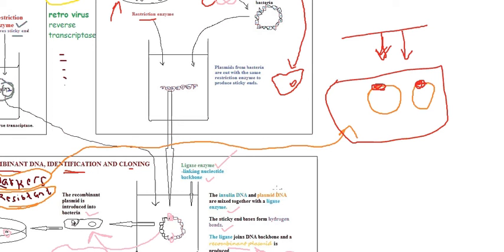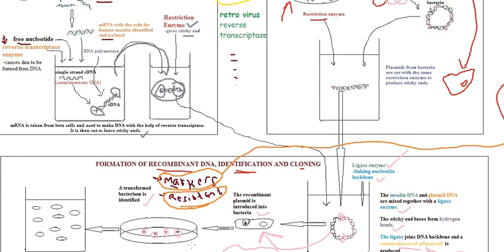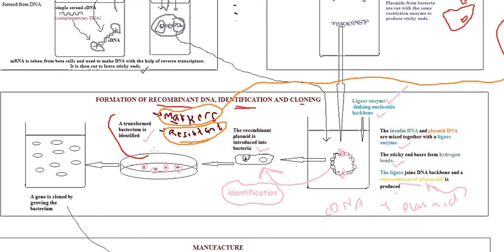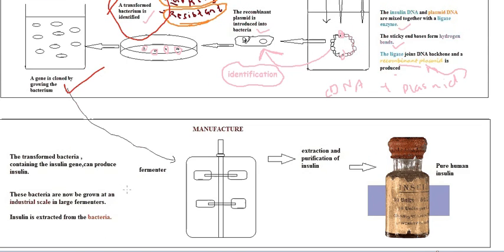Okay, in other words, we are just trying to identify the transformed bacteria, the proper bacteria for our process. So after getting our transformed bacteria, we send them to cloning. Now in the cloning they reproduce and reproduce and reproduce, and then they are sent into fermenters where they are manufactured, and then we finally get our insulin in a product like this.